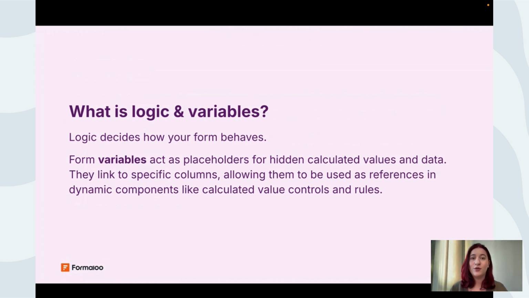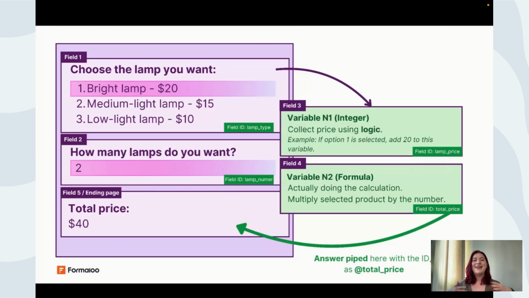We will definitely go into the form editor to see how it actually happens, but I prepared this little graph explaining just a simple use case of what variable fields are doing. On the left side, as you can see, we have a form where a person chooses the lamp that they want, the amount that they want, and the form should tell them what the total price is going to be. If we want this to happen, we need to use formula logic and variable fields.